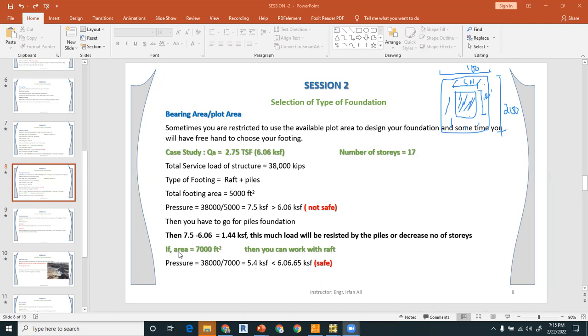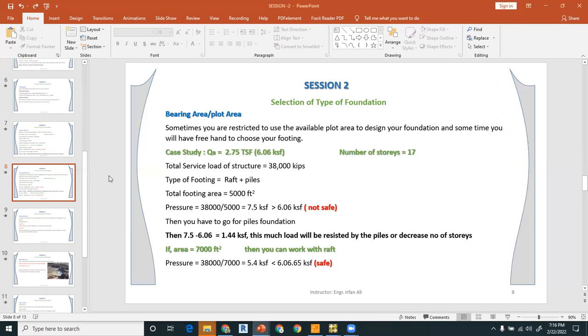So I have written that if you can increase the area to 7,000, then you can work with the raft. So you have to calculate the pressure by dividing; the demand is the same, you have increased this area. So the pressure is now 5.4 ksf, which is less than the allowable bearing capacity of the soil, right? So this is how you can play with the areas and the number of stories to finalize your footing, whether it is up or down.